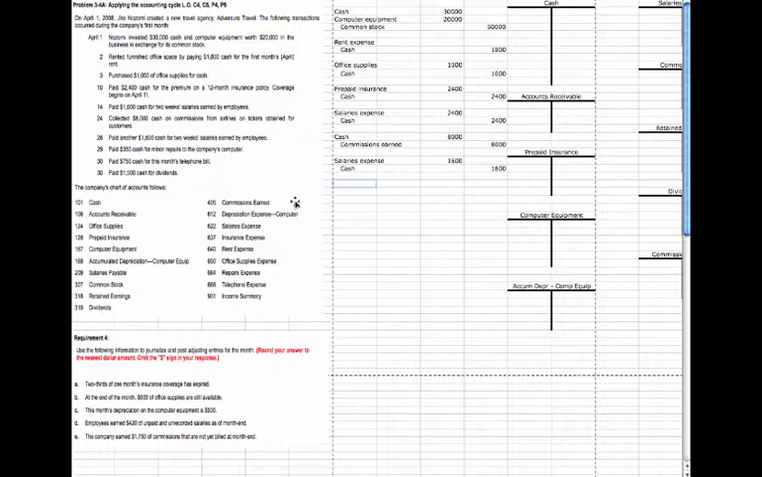The next entry, we paid $350 cash for minor repairs to the company's computers. We look for an account in our chart of accounts over here called repairs expense. Since we got the benefit of the service in the month of April, we need to recognize the expense. So we're going to debit repairs expense for the $350. There we go. And according to this problem, it says we paid cash for it. So once again, we're going to decrease cash by $350.